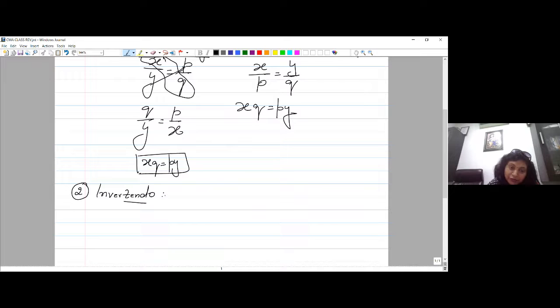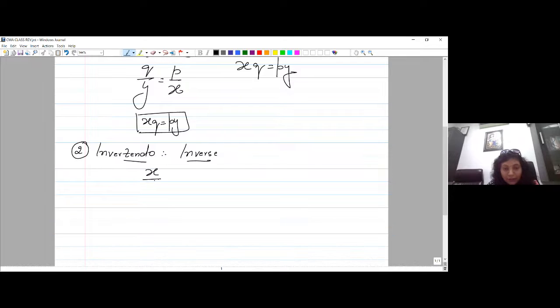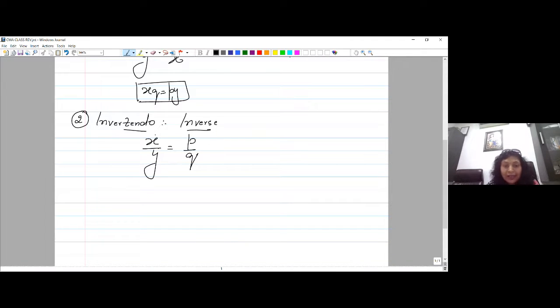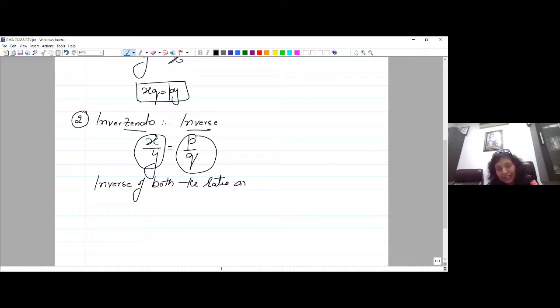Invertendo comes from the word inverse. Now what is inverse? Suppose we have been given x upon y is equal to p upon q. It means they are in proportion to each other. So that means inverse of both the ratios are also in proportion to each other. That is basically depicted by invertendo. Inverse of both the ratios are in proportion to each other.